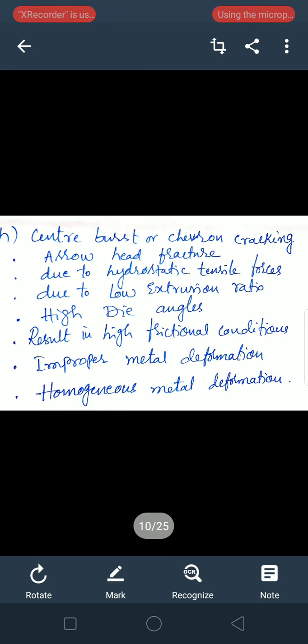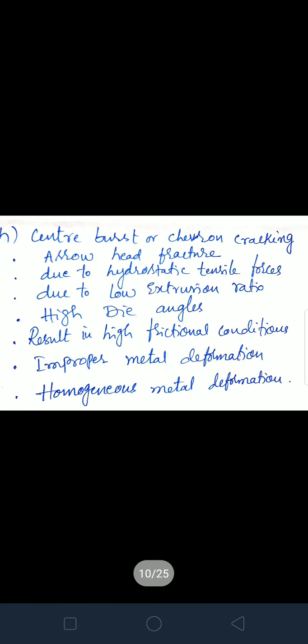At last, center burst or chevron cracking. These internal cracks, also termed a burst, arrowhead fracture, or chevron cracking, may occur at the center of the extruded product. They are due to a state of hydraulic tensile forces at the center line in the deformation zone. This defect usually occurs at low extrusion ratios and high die angles. The defect is a result of high frictional conditions at the die surface and improper metal deformation.